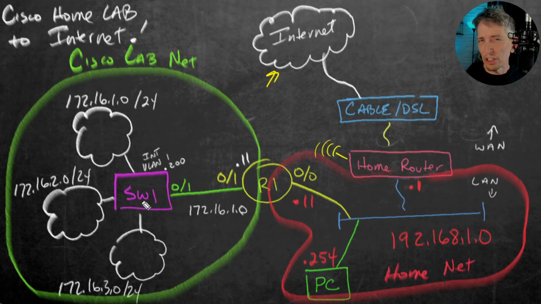I also configured on switch 1 all the ports are associated with VLAN 1 by default, including this one. And I also carved out interface VLAN 1. And on this network, it's 172.16.1.0 with the 24-bit mask, and I use .200 here. Now.